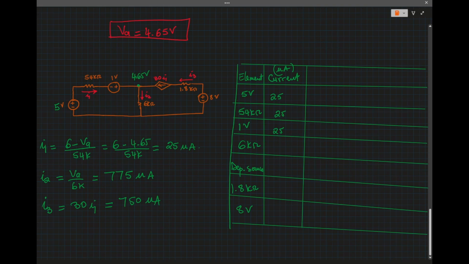The 6K will be, we have 775. The dependent source 750. The 1 kilo ohm 750 micro, and the 8 volt source is 750 microamps. Now it's fine.